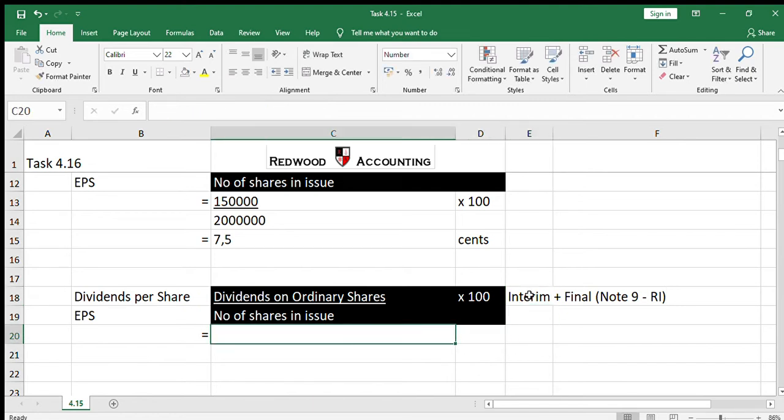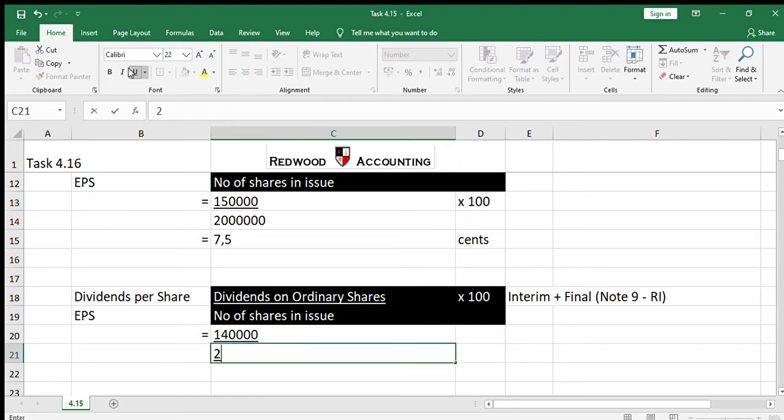Okay, so dividends on ordinary shares, let's look at what our question has. We've been given the retained income note on page 228, and the dividends on ordinary shares is in brackets there, 140,000. So 140,000 is our numerator. The denominator is the same number of shares we used just now, so 2 million.